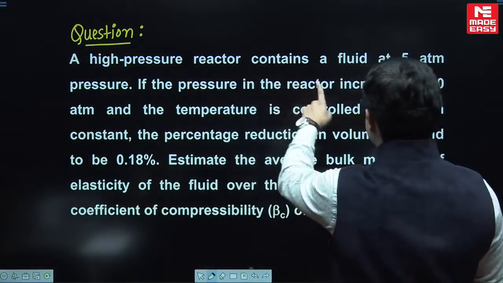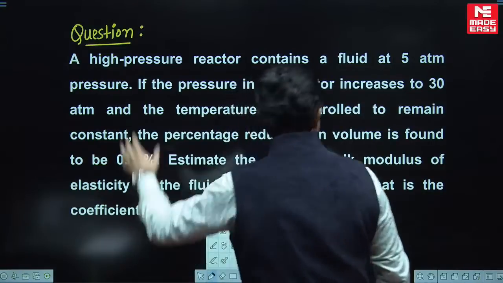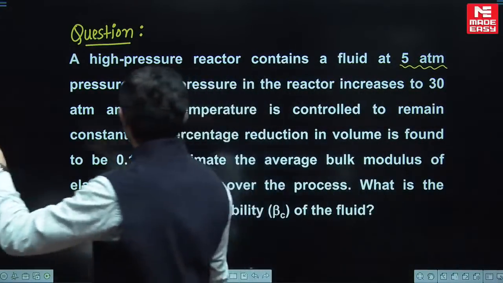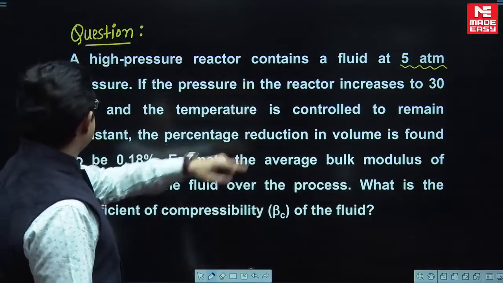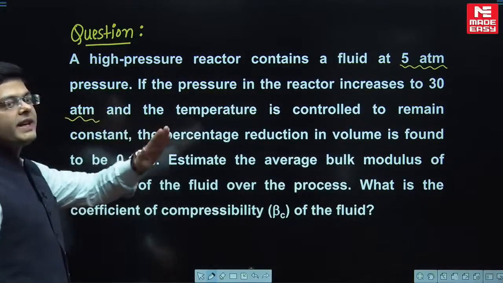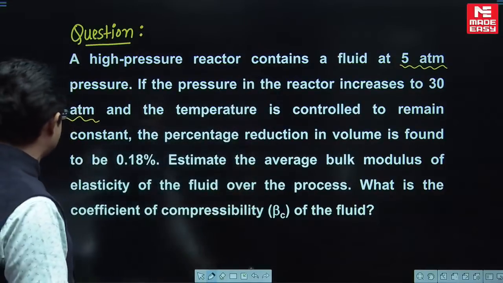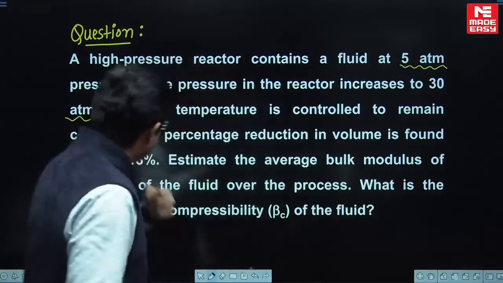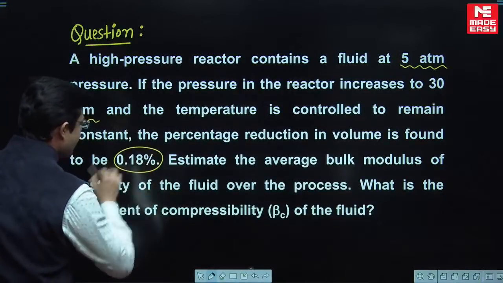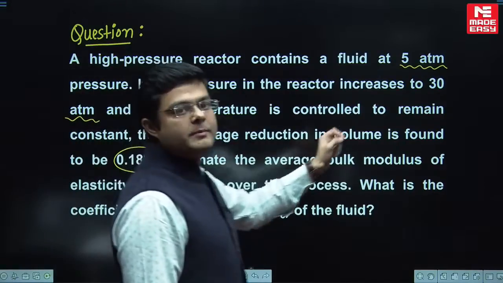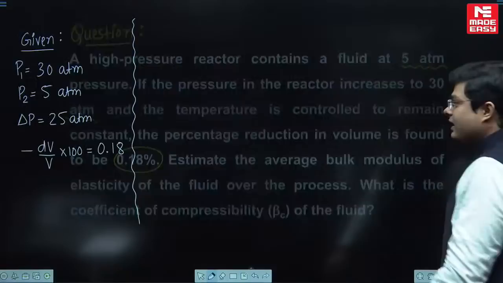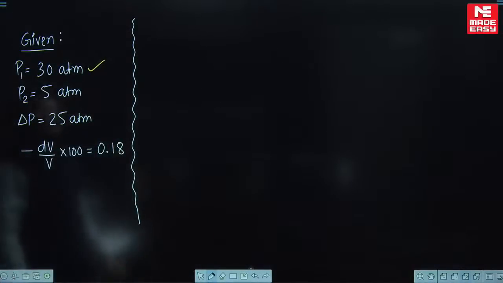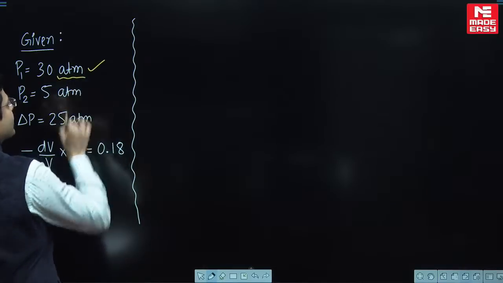A high pressure reactor contains a fluid at an initial pressure of 5 atmospheric pressure in a container. If the pressure in the reactor increases to 30 atm, so you are changing the pressure in the reactor to 30 atm, the percentage reduction in volume, with increase in pressure there is a reduction in volume of the reactor, is 0.18%. Estimate the bulk modulus.